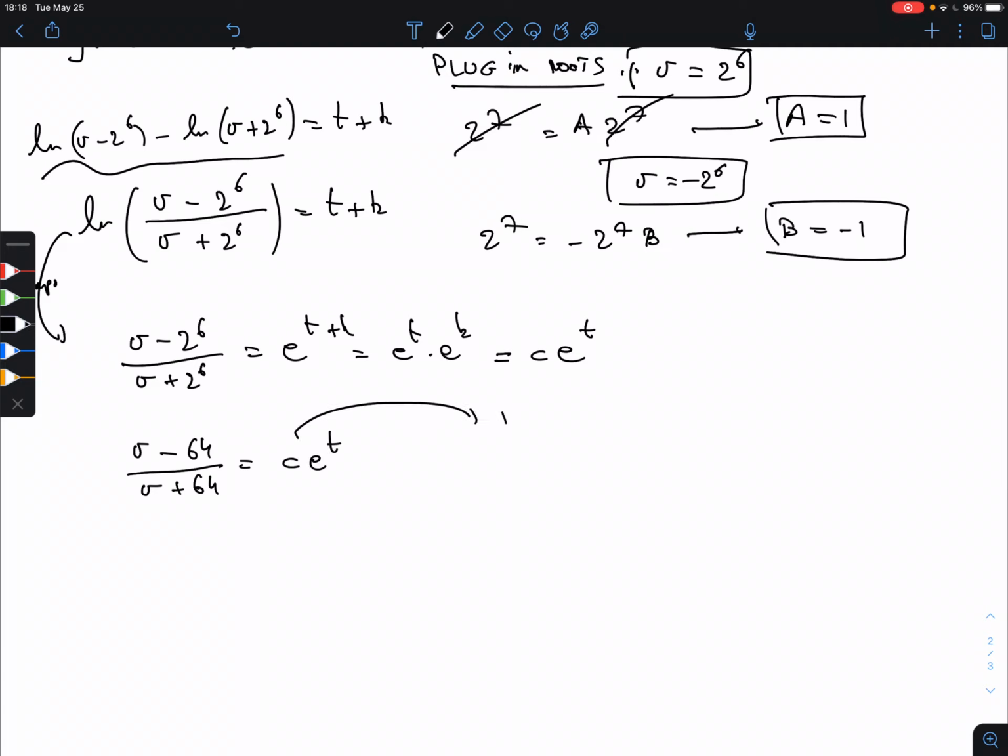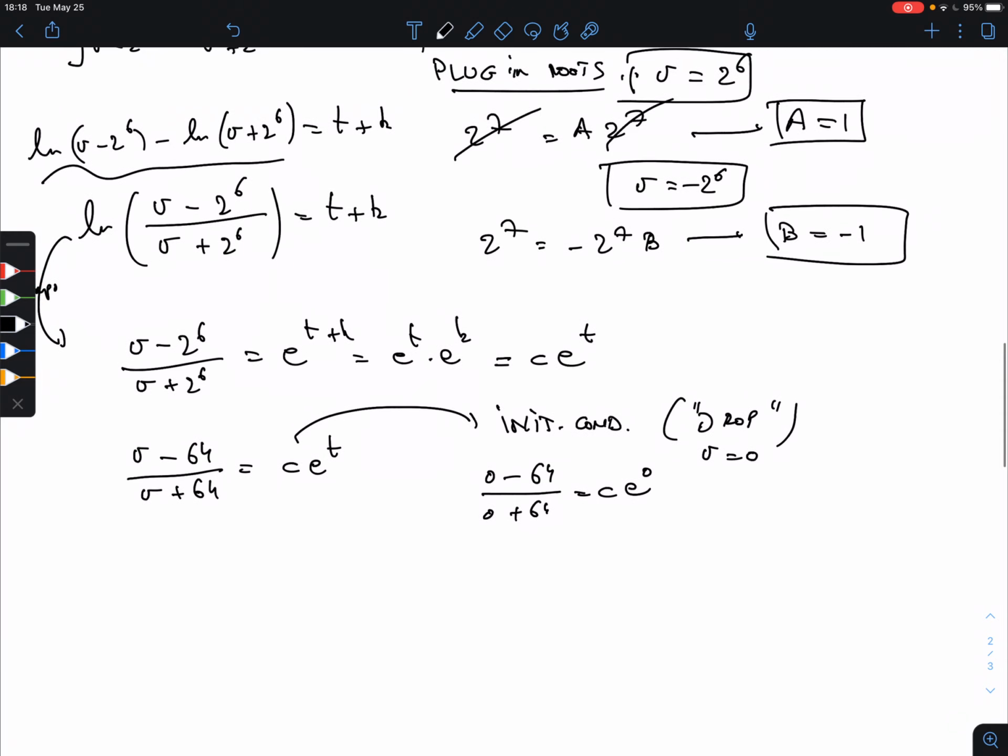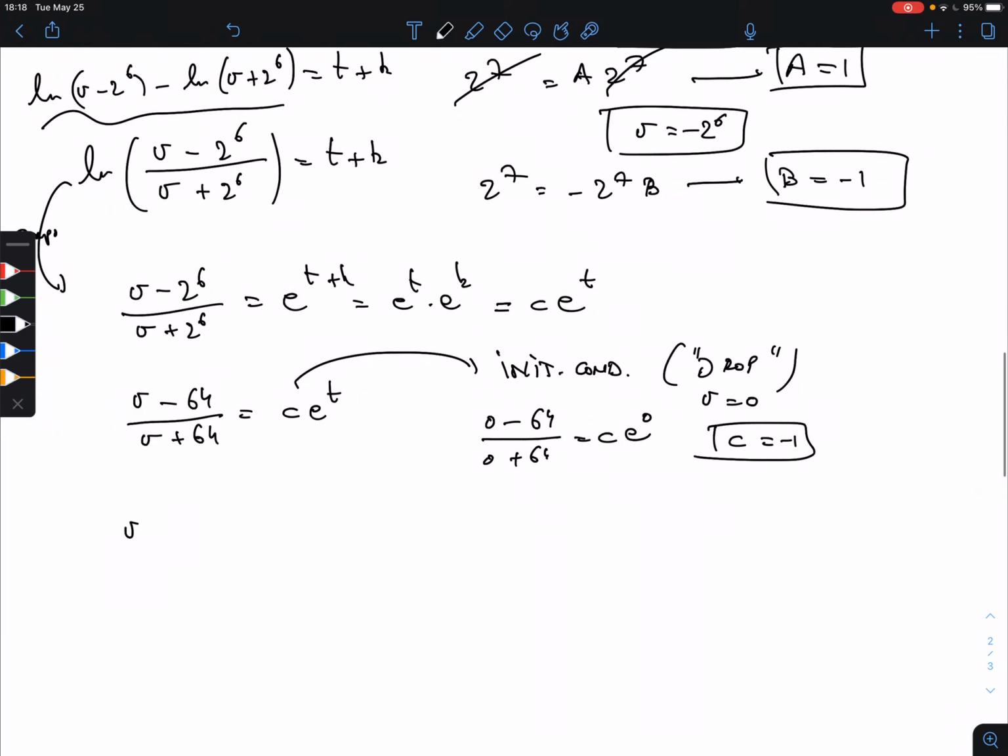And to determine c, we need the initial condition. They told us that we drop, and drop, of course, means that it is from rest. This means that v was 0 when t was 0. So we plug this in. We get 0 minus 64 over 0 plus 64 is c times e to the 0, which is 1. And so the left-hand side is negative 1, so we see that c is negative 1. Okay, so where are we? We have v minus 64 over v plus 64 equals minus e to the t.